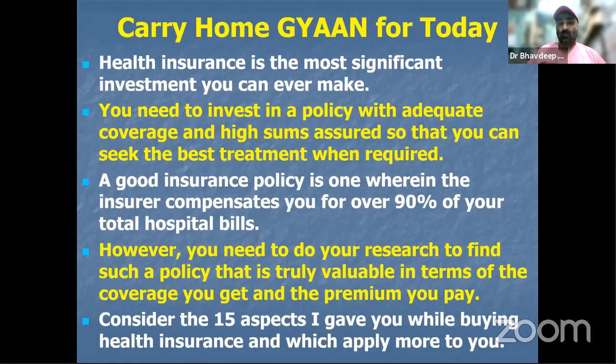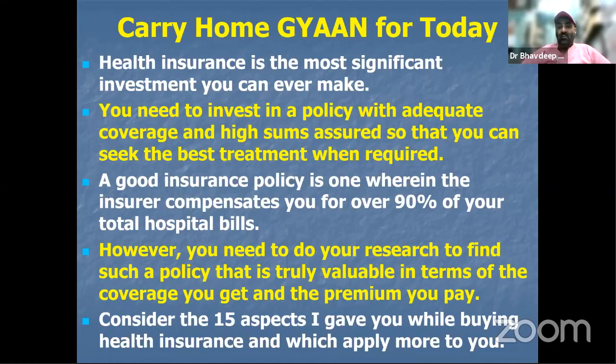So a good insurance policy is one where your compensation is above 90% of your bills. That is why the 90% claim settlement ratio will be there, above the amount also, and for the policy also, and in number of crores also, if you saw those charts earlier.